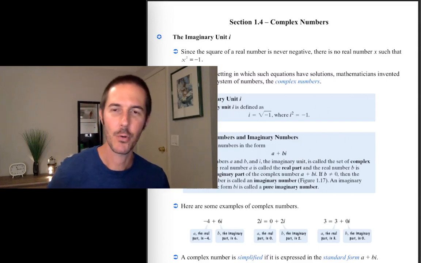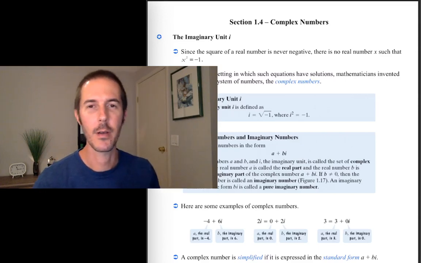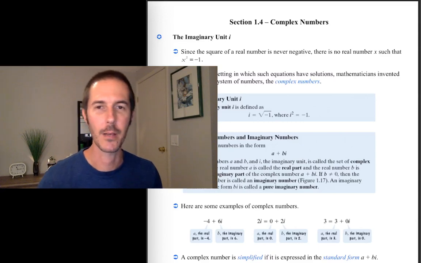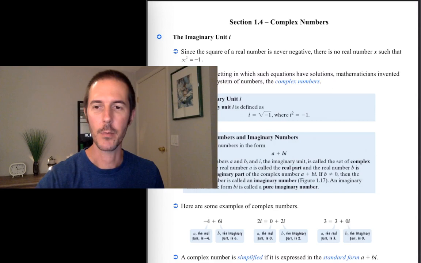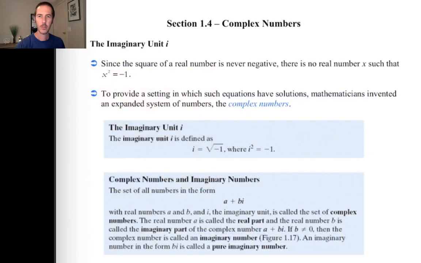All right, Chapter 1, Section 4 in college algebra, we're going to talk about complex numbers. We are halfway through Chapter 1 as we talk about this section. I like this one because we're working with imaginary stuff.